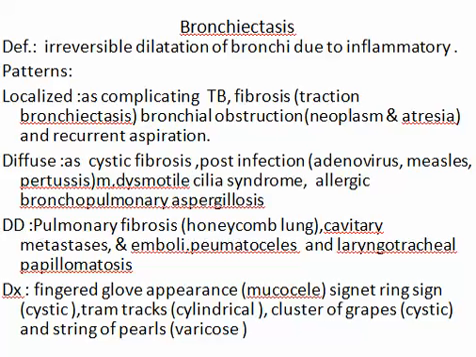To diagnose it, we can say that the finger glove appearance is a mucocele filling a dilated bronchus with mucus plugs, and signet ring appearance, a dilated bronchus related to a normal sized vessel, tram line appearance, tram tracks appearance in cylindrical type, cluster of grapes in cystic type, string of pearls in varicose type. So these are the descriptions for bronchiectasis.